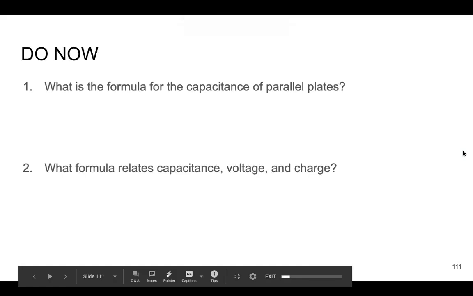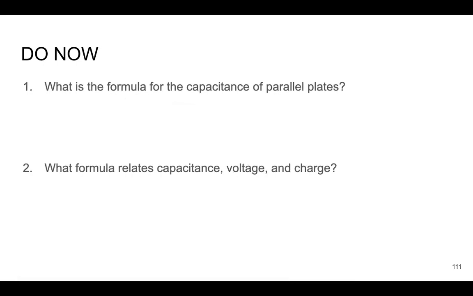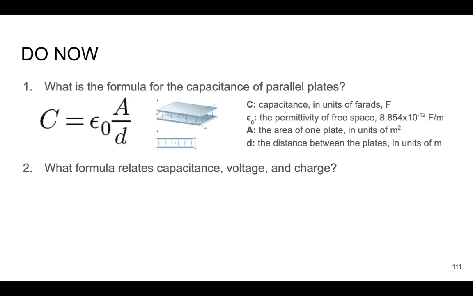So think back to last chapter. I think it was last chapter. It might have actually been the chapter before. But what is the formula for the capacitance of parallel plates? Remember when we did capacitors? And that formula is capacitance equals this constant, epsilon naught, that's the permittivity of free space, times the area of one of the plates divided by the distance between them.